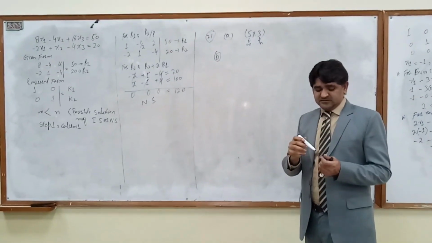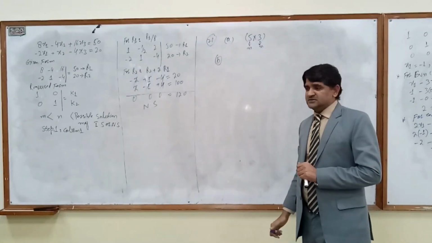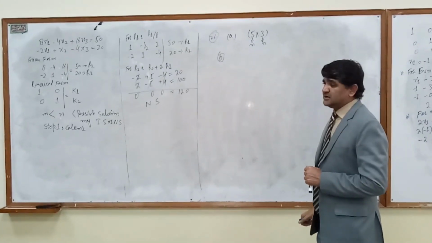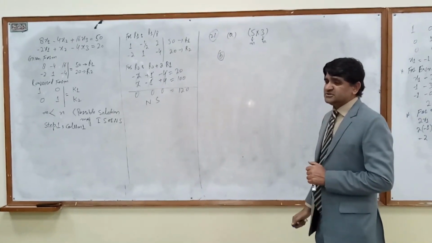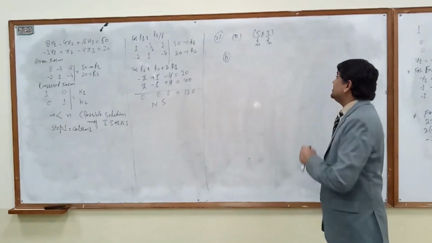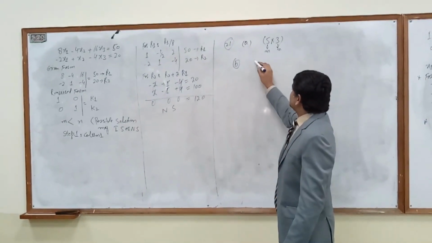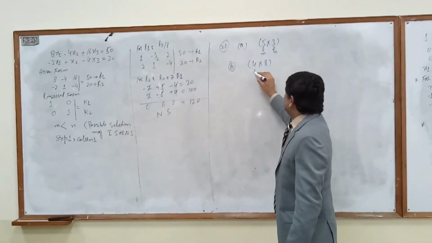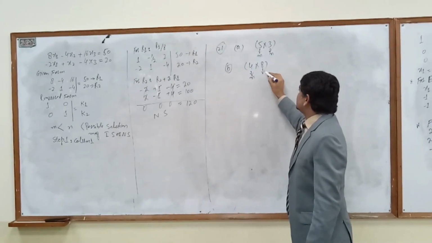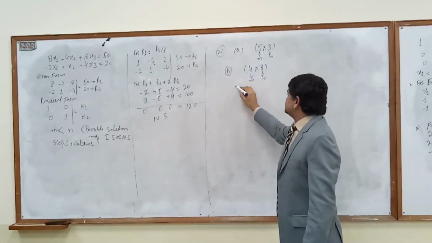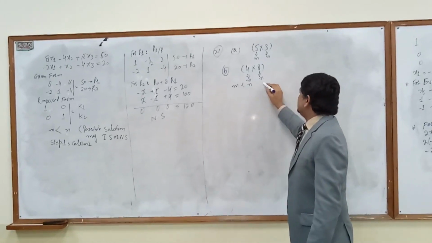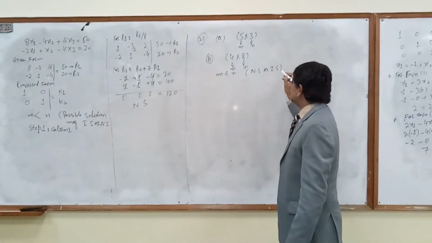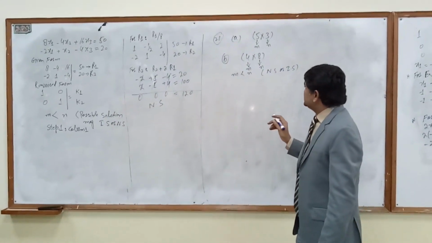The examiner is going to check your concept that if rows are greater than columns, then there might be a unique solution, an infinite solution, or no solution. What is part B? 4 by 8. Rows are 4, columns are 8. M is less than n. There might be no solution or infinite solution.